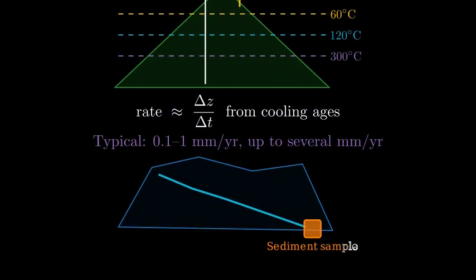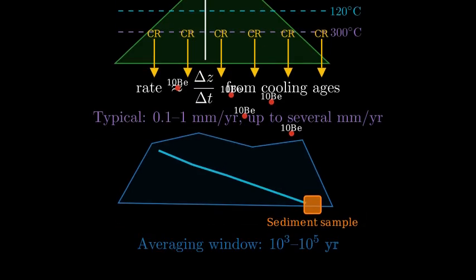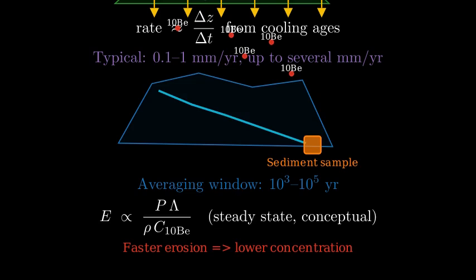Next, cosmogenic nuclides. Cosmic rays strike mineral surfaces and create rare isotopes like beryllium-10 in quartz. The amount that accumulates depends on how long and how close to the surface the grains have been, and therefore on the erosion rate. Basin-wide erosion can be measured by sampling stream sediment, which mixes grains from across the catchment. This method typically integrates over 1,000 to 100,000 years, smoothing year-to-year variability but remaining sensitive to millennial scale changes. Under steady conditions, faster erosion means lower concentration, and slower erosion means higher concentration.